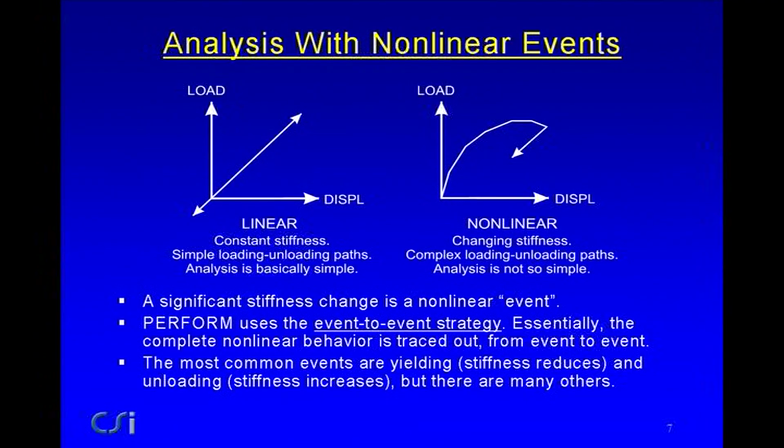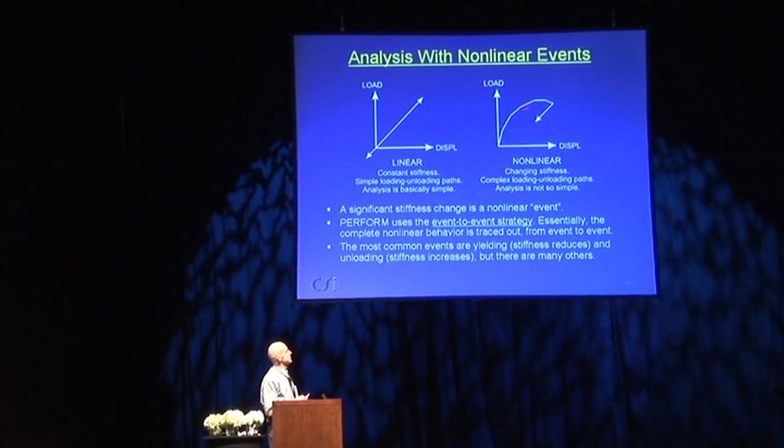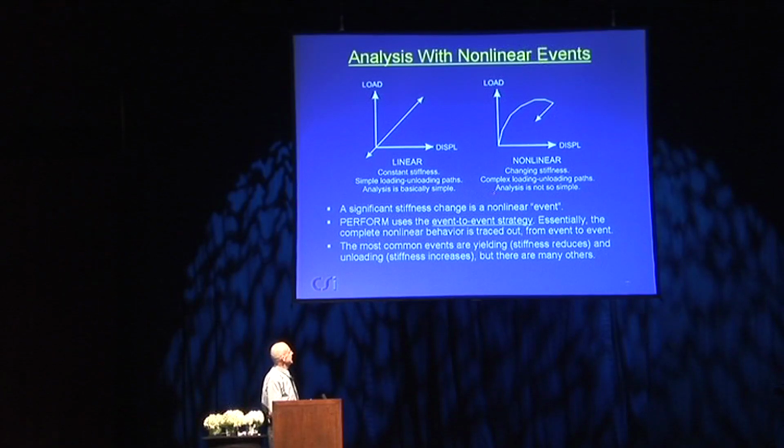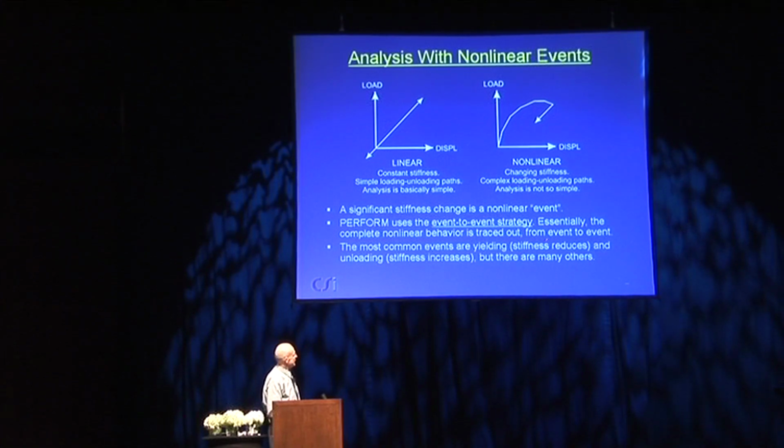So the stiffness progressively changes. You can have complex loading and unloading paths. This one comes up to here and unloads, but if it goes up somewhere else and unloads, it'll come back along a different path. So it's a lot more complex than linear analysis, and it's just not so simple. The key points are that a significant stiffness change is a nonlinear event. And in this particular case, we have yielding events and an unloading event. So the most common events are yielding, where the stiffness reduces, and unloading, where the stiffness increases.